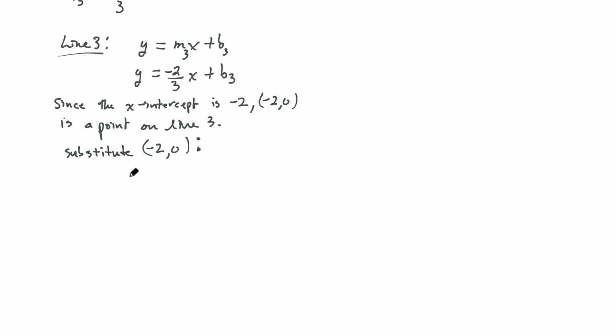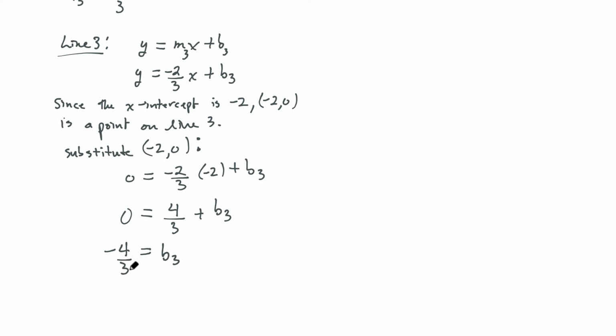If we do that, we have that 0 is equal to negative 2 over 3 times negative 2 plus our y-intercept, which is b3. If we multiply negative 2/3 times negative 2, we have that 0 is equal to 4/3 plus the y-intercept of line 3. We can solve for b3 by subtracting 4/3 from both sides of the equation, and we get that b3 is equal to negative 4/3. Using the symmetric property of equality, we could say that b3 would be equal to negative 4/3.